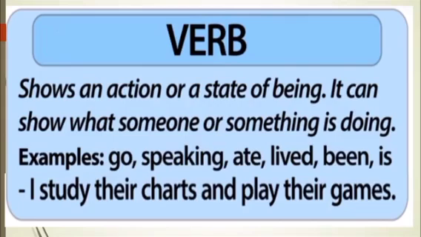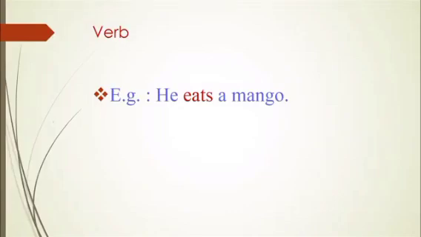Now, a verb shows an action or a state of being. It can show what someone or something is doing. Examples: go, speaking, ate, lived, been, is. Example sentence: I study their charts and play their games. For example, he eats a mango. So here, eats is a verb.